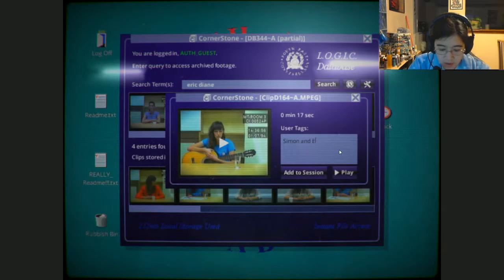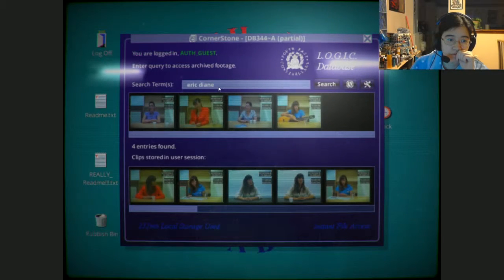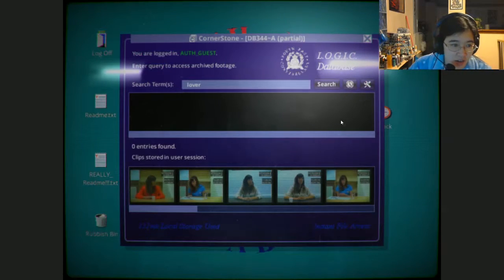Simon and Eric arguing. Simon at crazy lover? Actually, no, I'm just gonna put lover and see if there's any. Alright, no lover. Mistress. Alright, good, alright. Cheat!